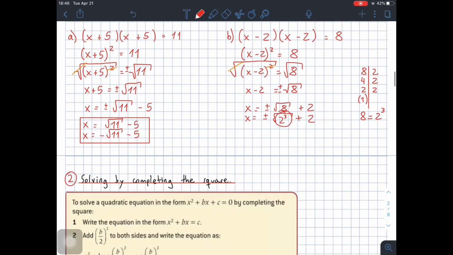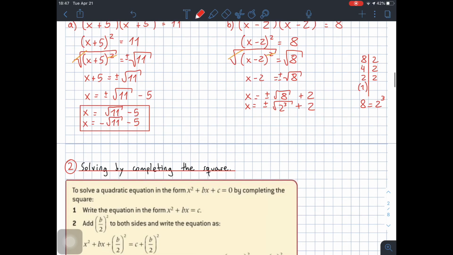But when I have 2 cubed and I have a square root, I can take 2 outside, 2 to the power of 2, I'll take it outside as 2, and I'm left with 1, 2 inside the square root. So finally, this would be x equals plus or minus 2 root 2 plus 2, okay?